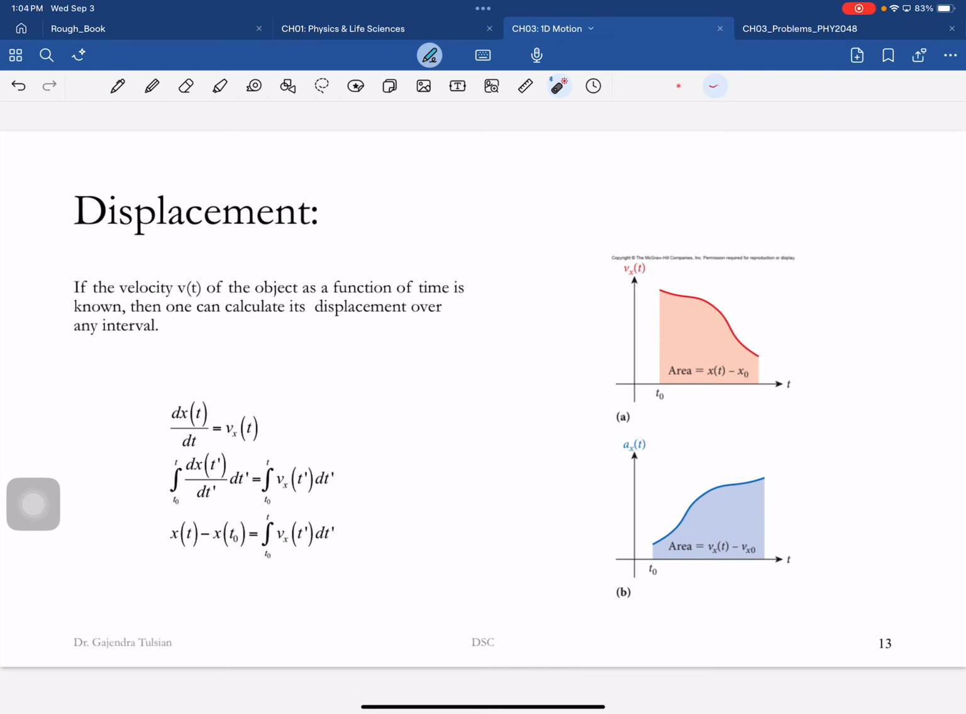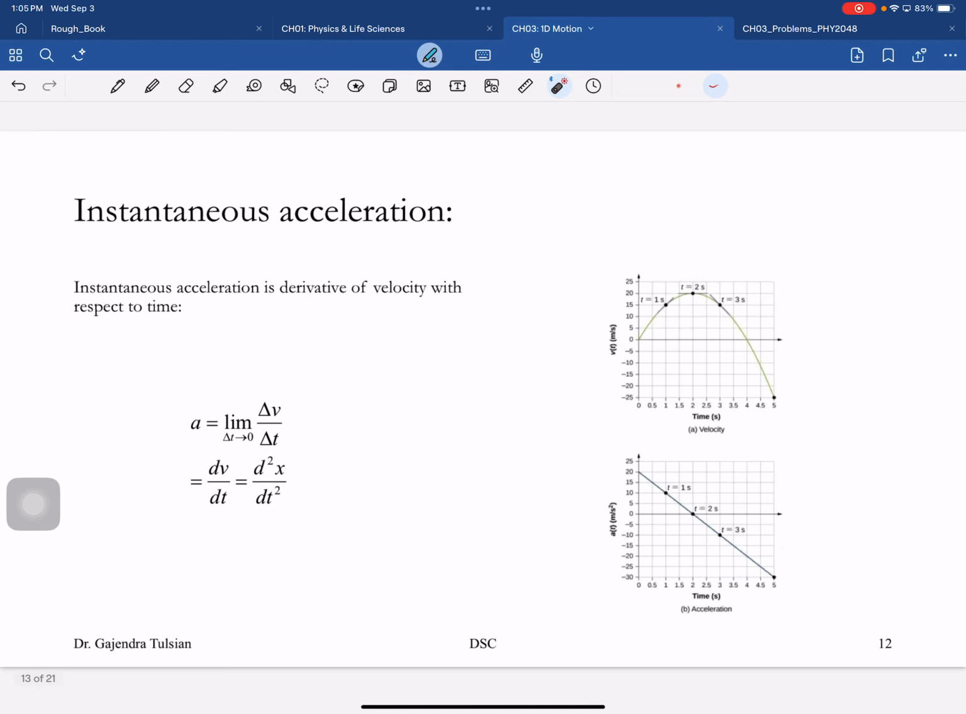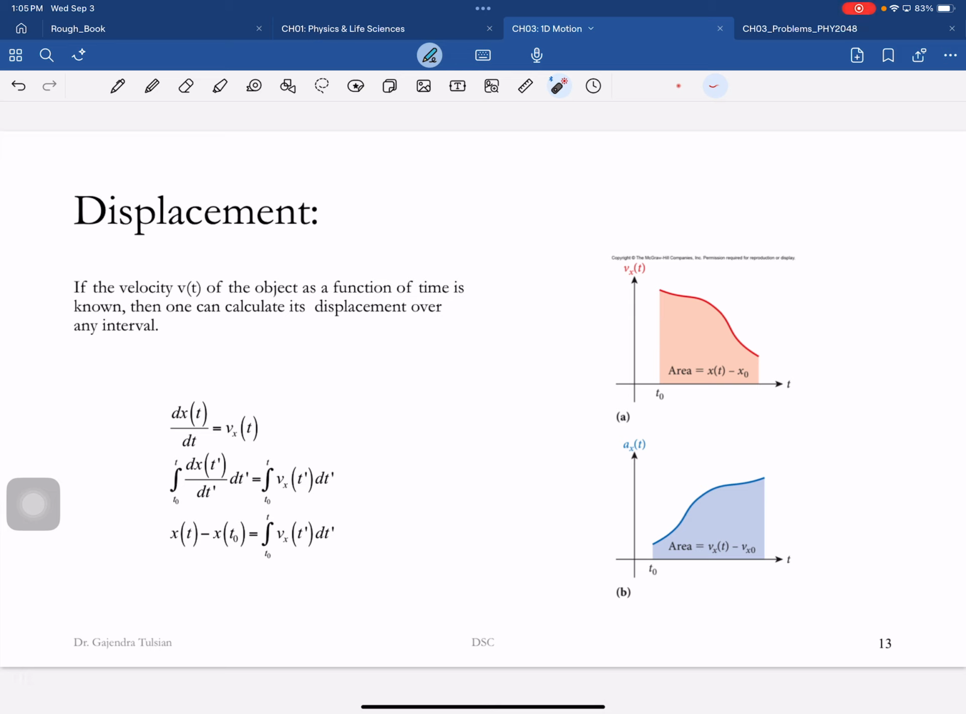For example, if you plot velocity versus time of an object, here's the velocity as a function of time. The area from t naught to t gives you the displacement of the object. That area is equal to the displacement. If you plot acceleration as a function of time, the area is the change in velocity. So depending on what it is that you plot, the area will have different meanings.